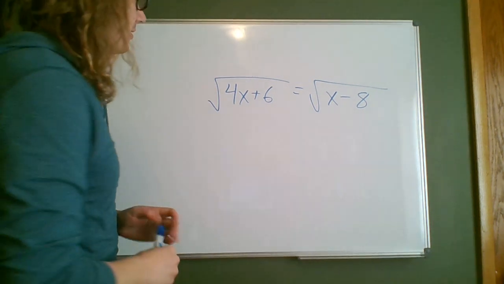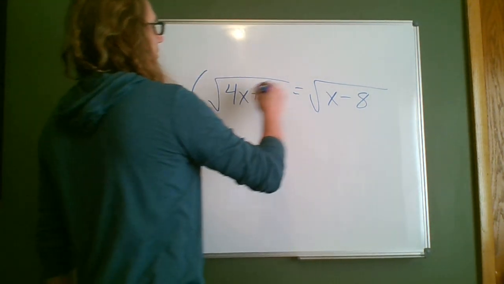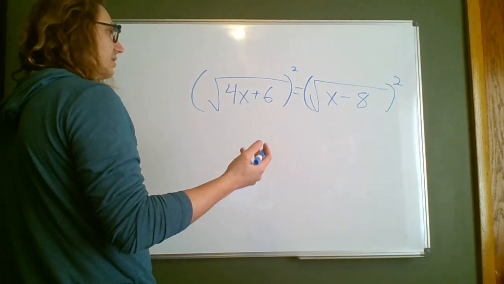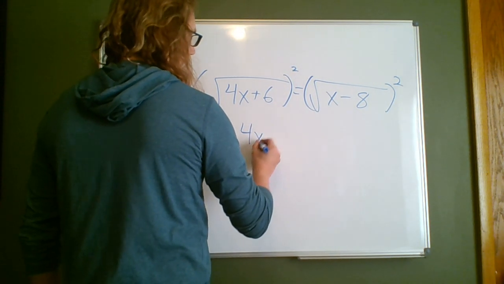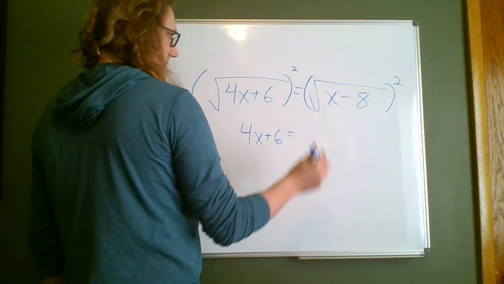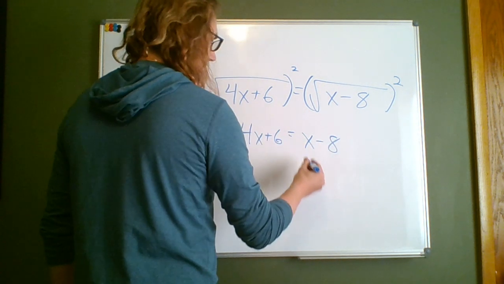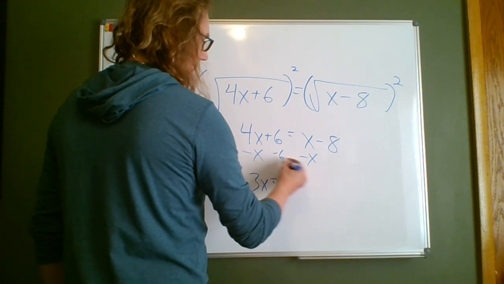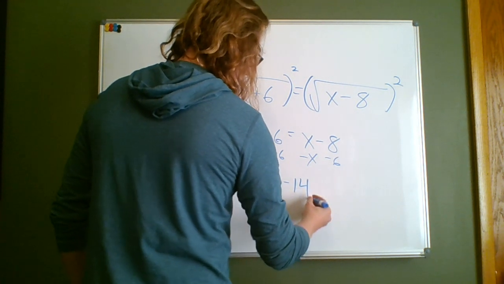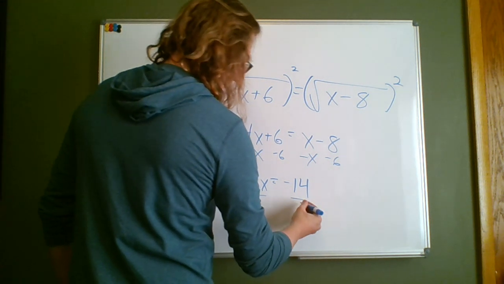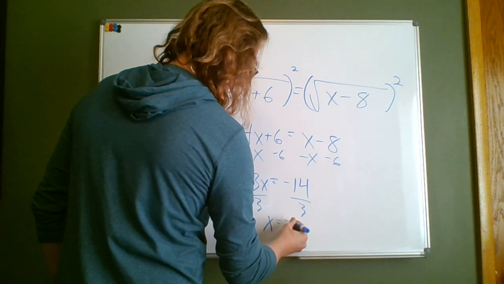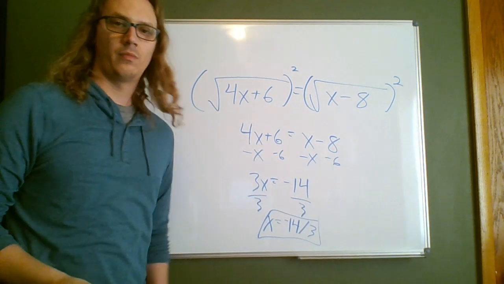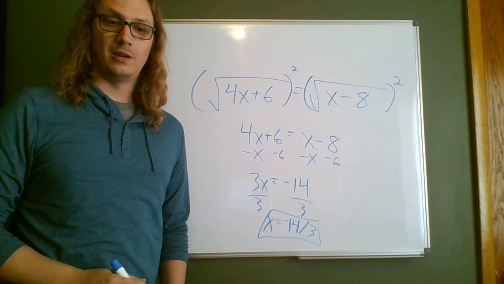All right, let's go through this together. Radicals are already by themselves, so we're going to go ahead and square both sides. The square root of something squared will give me that thing. Subtract x. 3x equals, subtract 6, negative 14. Divide by 3. And x will equal negative 14 thirds. And hopefully that's what you got.